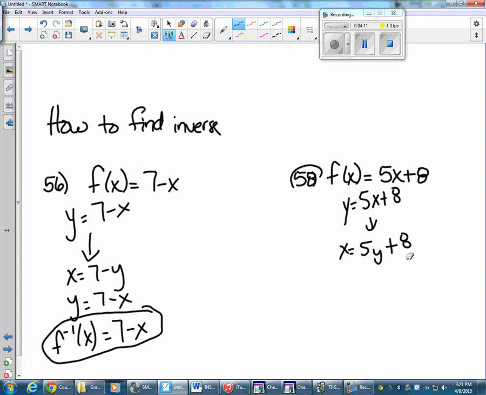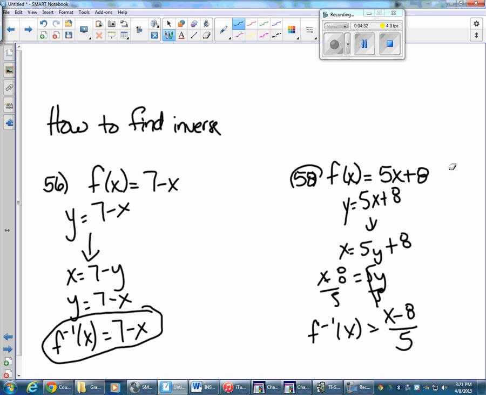Now just solve that for y. So I'm going to subtract 8. x minus 8 equals 5y. Divide by 5. So now I've solved for y: x minus 8 over 5. So I'm going to write it in function notation. The inverse function is x minus 8 divided by 5.